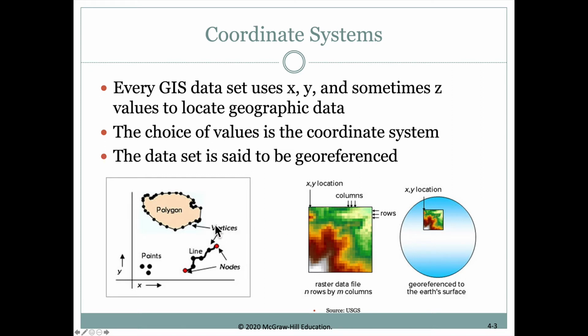But the important thing in both cases is that these XY locations know where they are on the surface of the Earth so that we can use it in addition to other data if we're layering things together. So we say that these types of maps are geo-referenced.